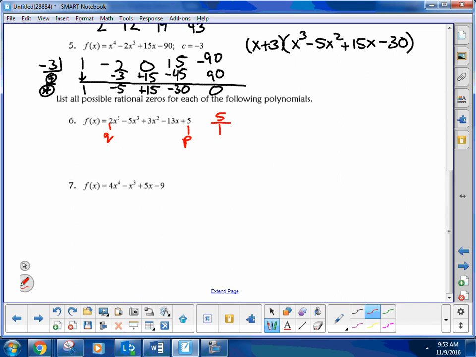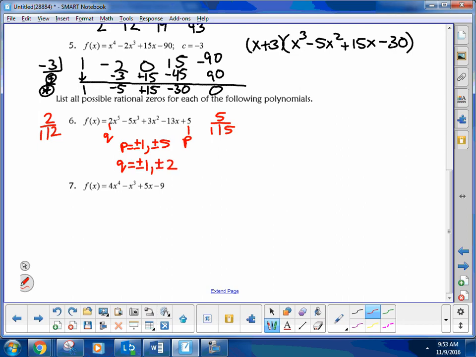Factors for P are going to be 1 and 5. Factors for Q are going to be 1 and 2. And then you put a plus or minus to all of them. So we'll write down P as plus or minus 1, plus or minus 5. Write down Q as plus or minus 1, plus or minus 2.